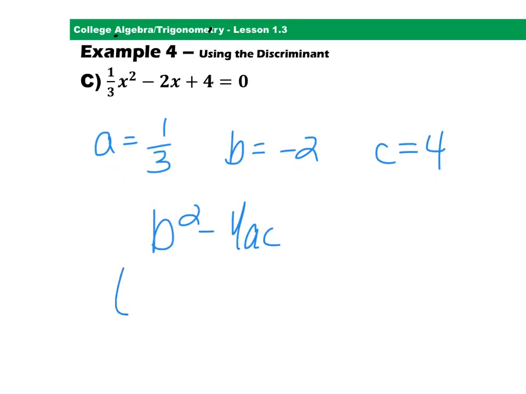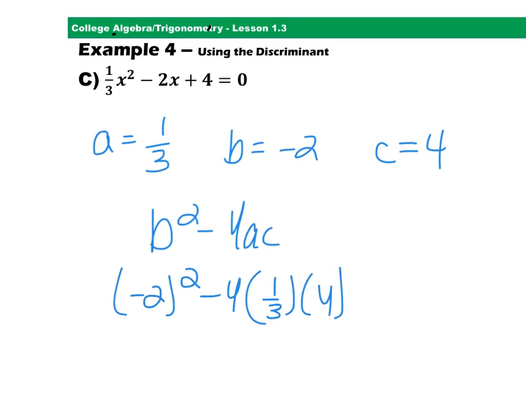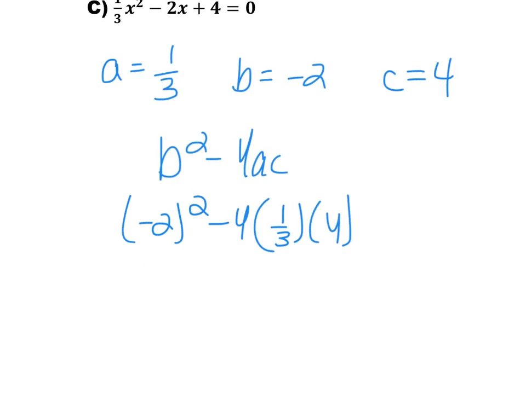What's my B? -2. Okay, so -2 squared minus 4 times A, and C is? Okay. You should already be able to see something here, but what's -2 squared? 4. Minus, well, what's 4 times 1/3? 4 over 3. So you have 4 over 3 times 4 over 1, which is 16 over 3.